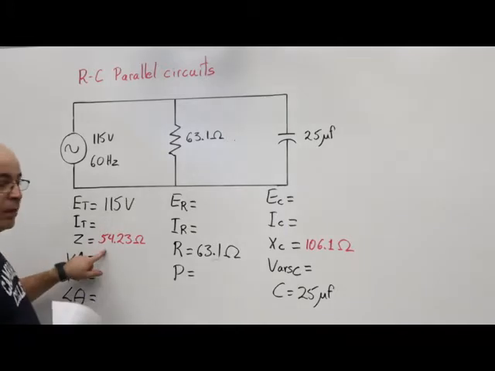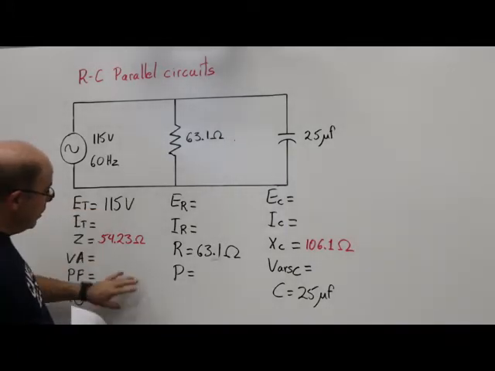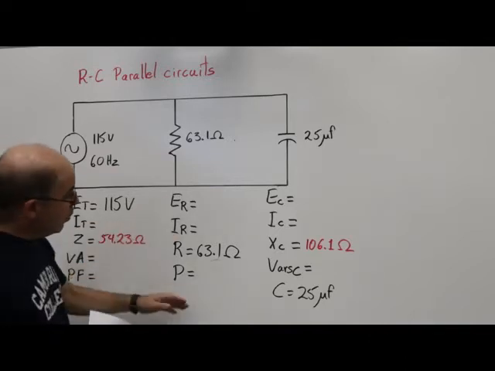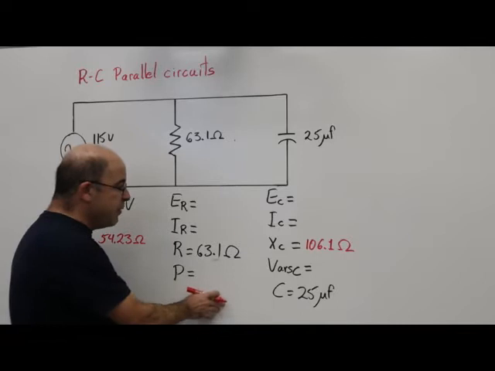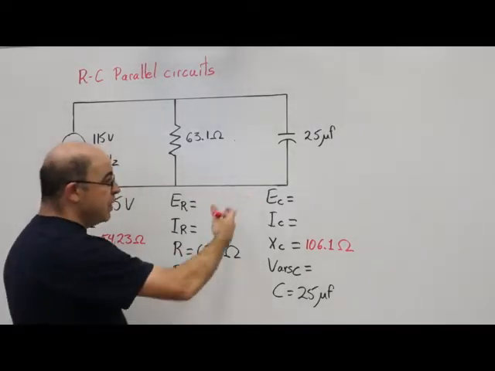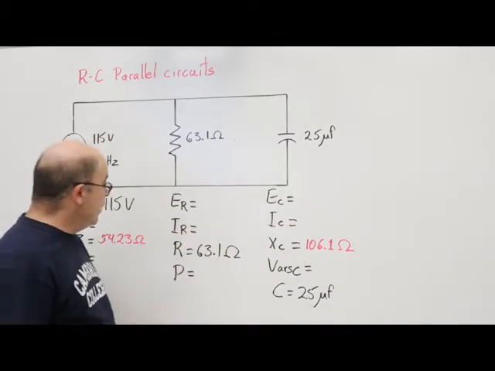Okay, I've got impedance and I've got an applied voltage. I'm tempted to do this, but I know better. I'm going to solve for all the missing values in the resistive branch of this circuit, and then I'll proceed to working on the capacitive branch of the circuit.